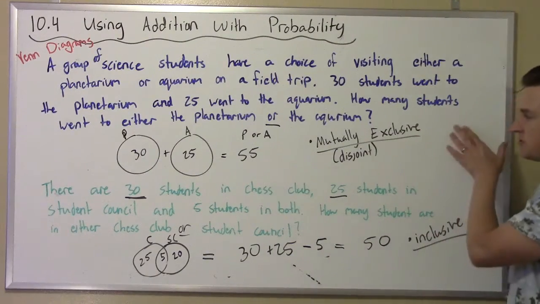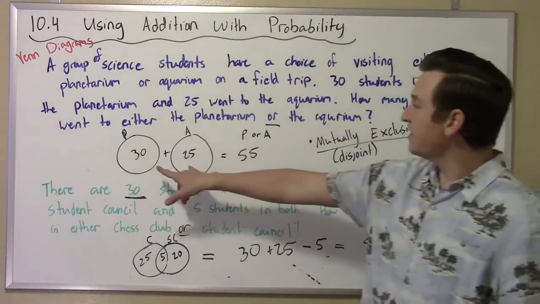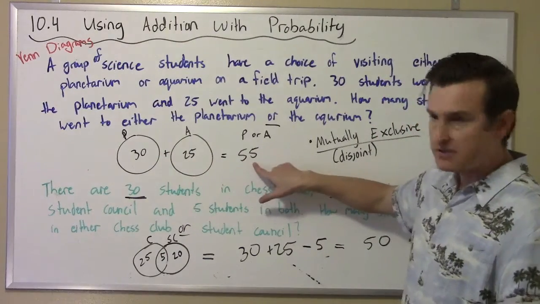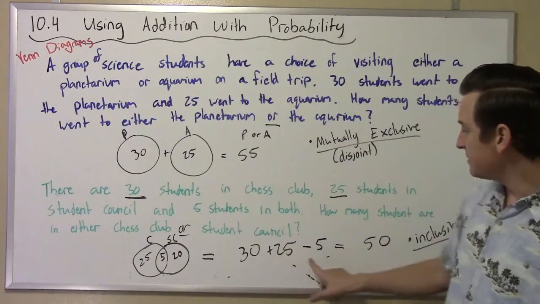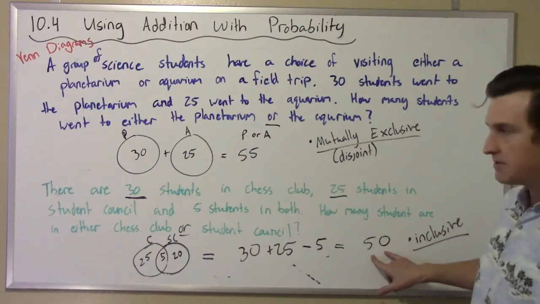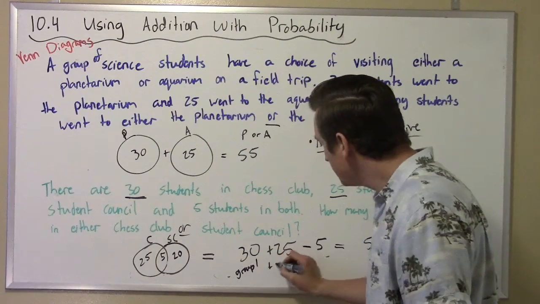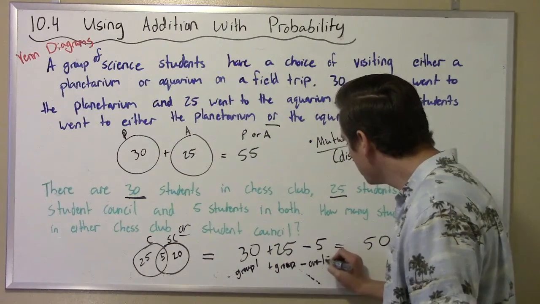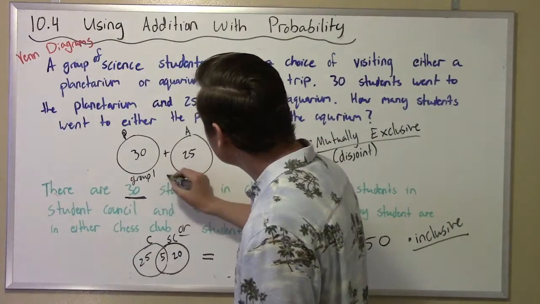So key concepts are mutually exclusive and inclusive, and notice the difference here. If they're mutually exclusive, you just add the numbers in the different groups and you get the total. Here, if you want the total, you have to add the 2 numbers in the different groups and subtract whatever the overlap is, or whatever's in both groups, so that you do not double count some. Okay, so we have group 1 plus group 2 minus overlap. And this is just group 1 plus group 2.